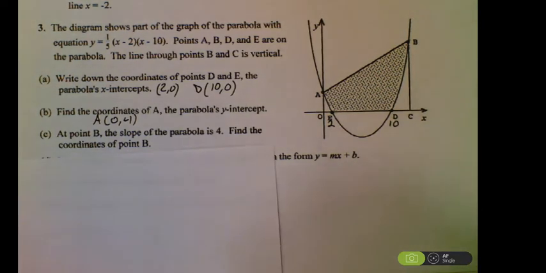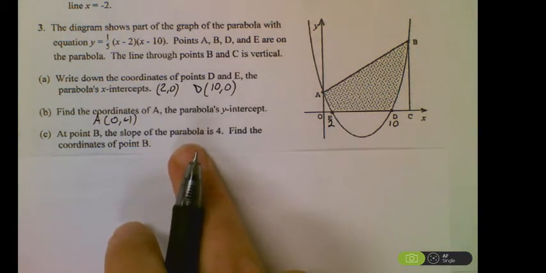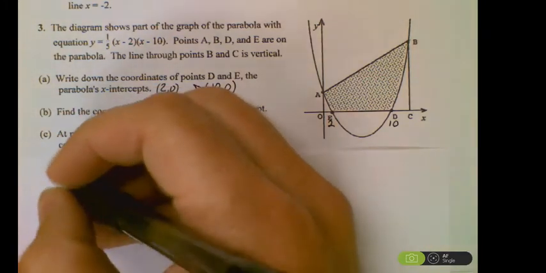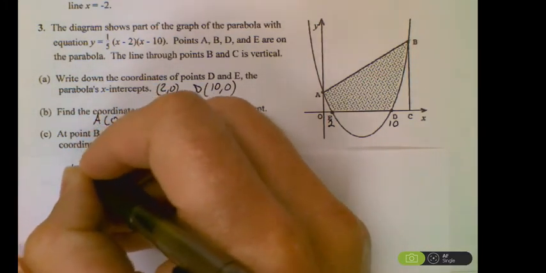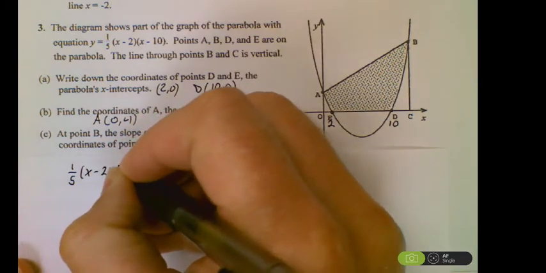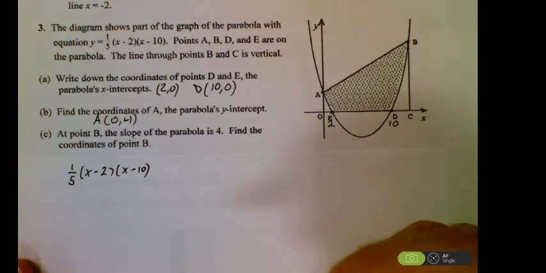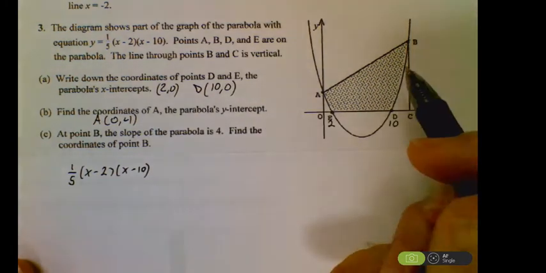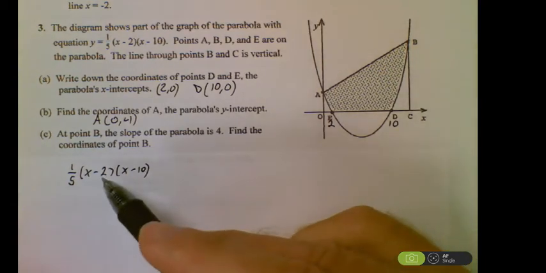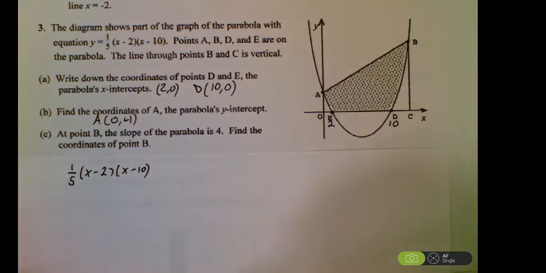Where they're giving us a slope, think of derivatives whenever we're working with slopes. That's going to help us figure out point B. If I look at my parabola function, you've got 1/5 (x minus 2)(x minus 10). For that, we know that the derivative equals 4 at point B.